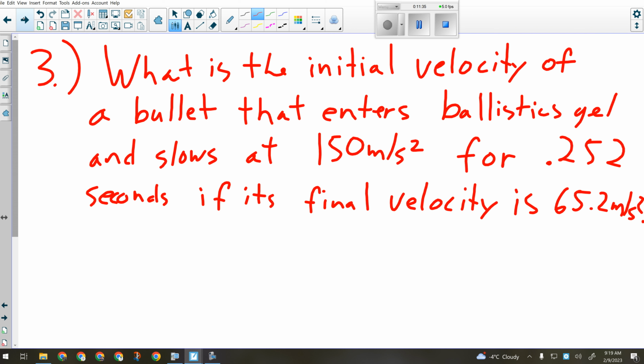This 62 meters per second is forward. Okay, actually we'll just say positive. Put a vector on that. Okay, there you go. Give that one a try.